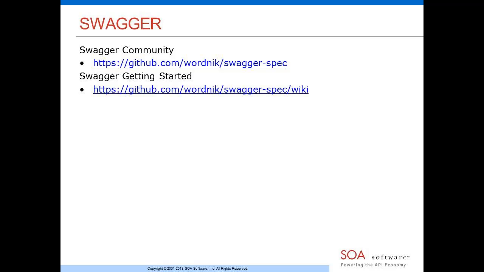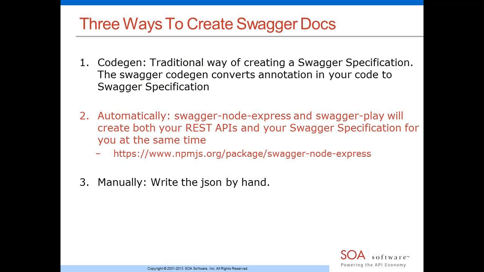I know I'm kind of running out of time here. Swagger community, again, you can get it off of GitHub, Getting Started wiki page. Really great, easy. There's 3 ways to create Swagger docs right now. You can use CodeGen, which is the traditional way of creating Swagger specifications. It basically converts the annotation in your code to the Swagger specification.